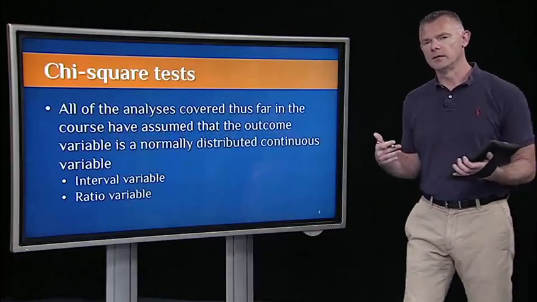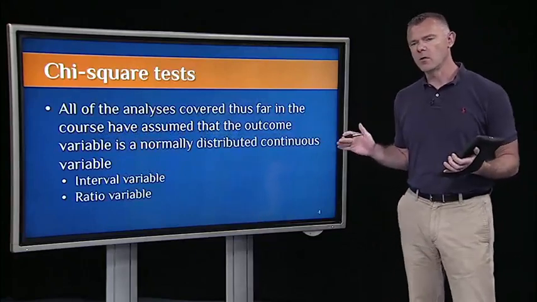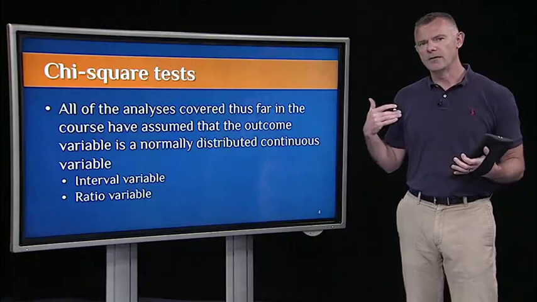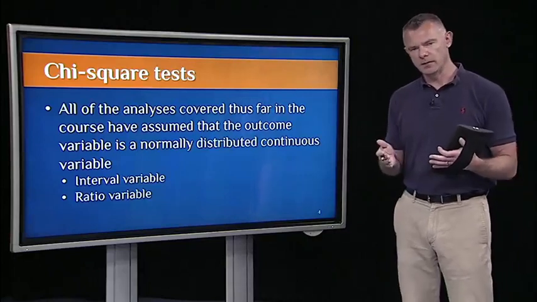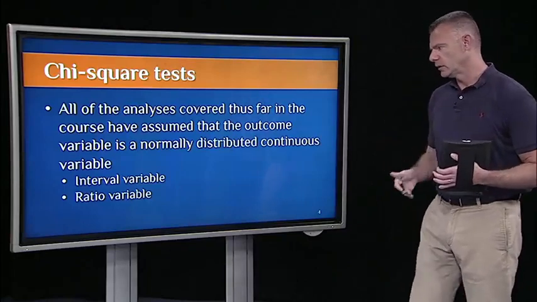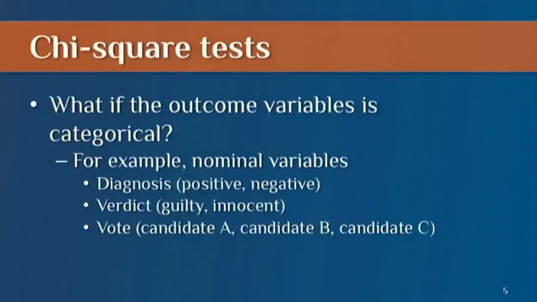Up to this point in the semester, all of the analyses that we've covered in the course have assumed that we have a continuous outcome variable or dependent variable in experimental research. So typically the outcome variable was an interval variable or a ratio variable. Well, what do we do if the outcome variable is categorical? For example, if it's a nominal variable.